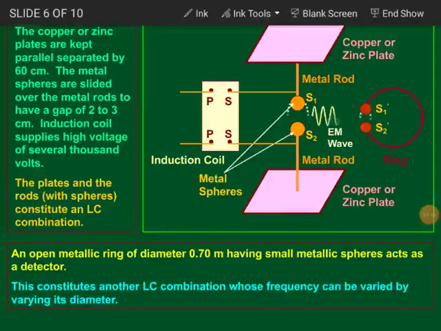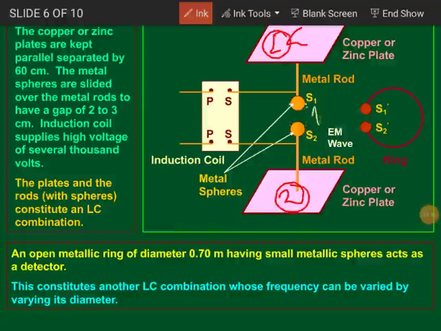These two plates, the first one and this second one, will act as the parallel plate of low capacitance C, and the connecting wire or connecting rod will act as the low inductance L. So it seems that there is L and C connected, and you must be remembering that LC oscillation, right?